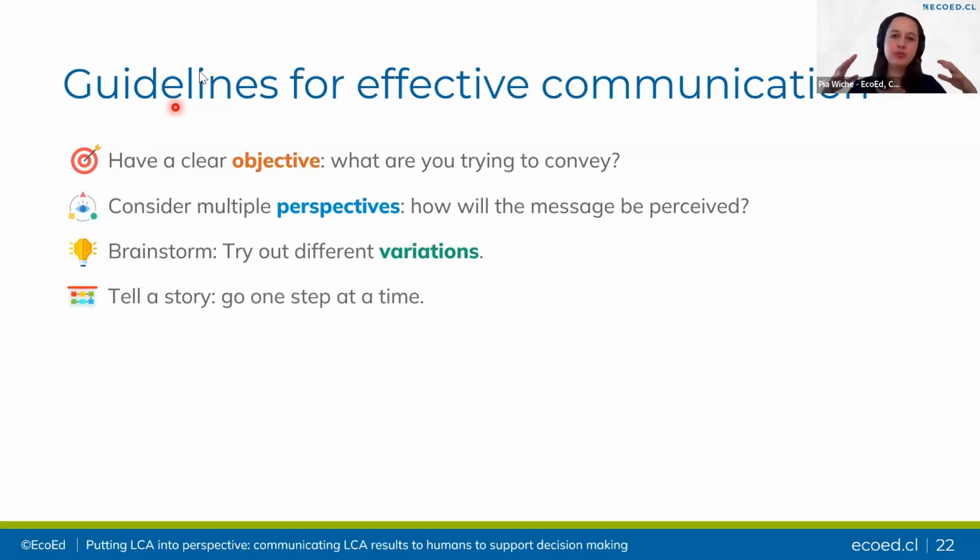Tell a story. Go one step at a time. Don't just tell the end of the joke. Don't just show the very detailed. Go step by step. It's like, once upon a time, there was an LCA about this. And the LCA showed that this was very nice for the environment. However, within that very nice thing, there were major contributors to the impact. And those contributions come from such and such.